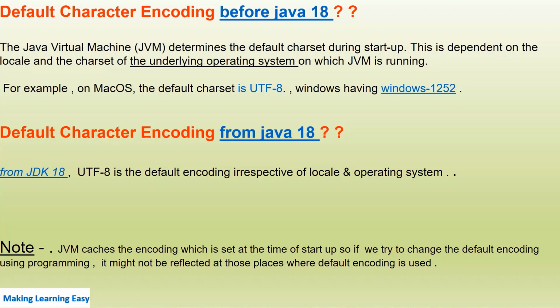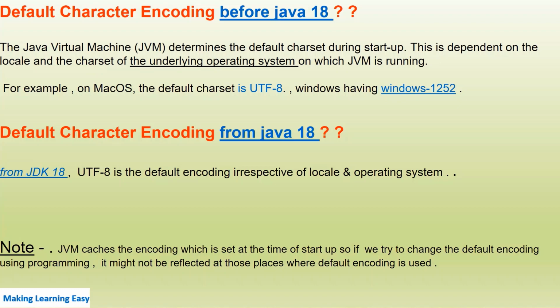For example, on Mac OS, the default character set or default encoding scheme is UTF-8. On Windows, it is Windows-1252. Case 2: from Java 18 onwards, the default encoding is UTF-8. So if you are on Mac OS or Linux or Windows, it doesn't matter. For all platforms, the default encoding scheme is UTF-8 from JDK 18 or Java 18.